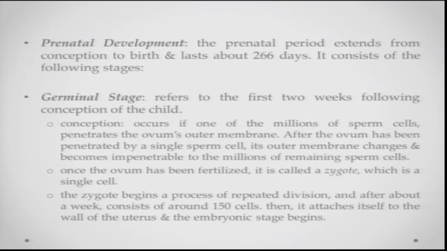The first stage is referred to as the germinal stage. It refers to the first 2 weeks following conception. Conception happens when one of the millions of sperm cells penetrates the ovum's outer membrane, and if it has been fertilized, this forms a zygote, which is basically a single cell. This zygote goes through a process of repeated division, which after a week consists of around 150 cells, and these cells again start dividing to lead to the formation of the child.